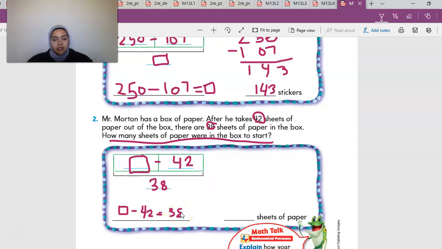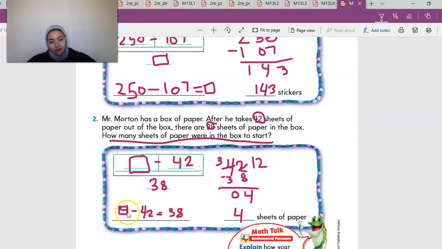So the question is, what did you take away from 42 to get 38? 42 take away 38 is what? Let's try it. 42 take away 38 is 2 take away 8. Can we do that? Nope. 4 becomes a 3. 2 becomes a 12. 12 take away 8 is 4. Very good. And 3 take away 3 is 0. So the answer is 4. So 42 take away 4 is 38.